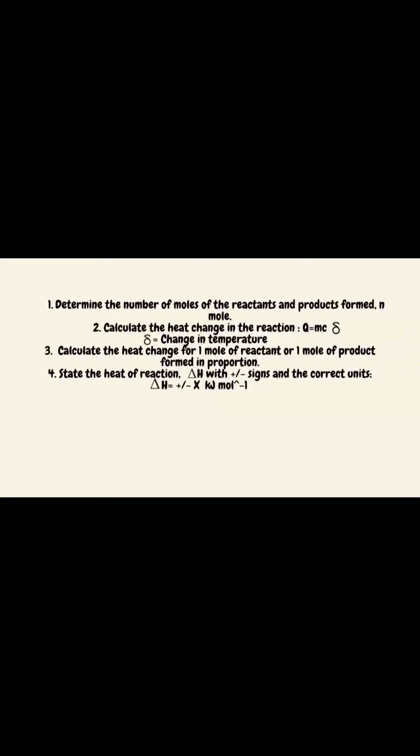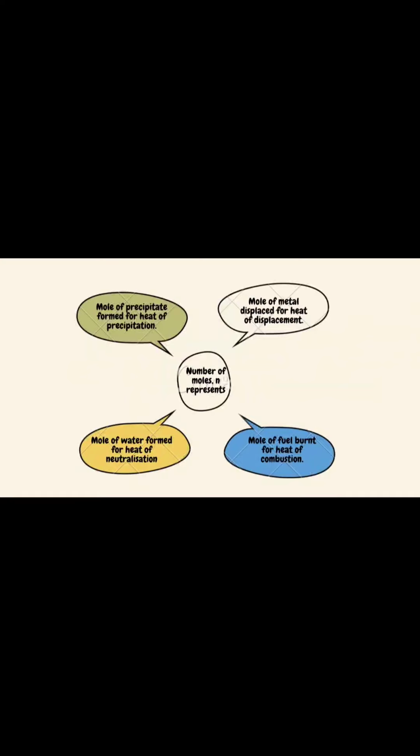Let me explain the equation Q equals mcΔθ. Q refers to heat of reaction, m refers to mass of medium, c refers to specific heat capacity of the reaction medium, and Δθ refers to difference in temperature of the medium. The number of moles, n, is according to the types of heat of reaction. Mole of precipitate formed for heat of precipitation. Mole of metal displaced for heat of displacement. Mole of water formed for heat of neutralization, and mole of fuel burnt for heat of combustion.